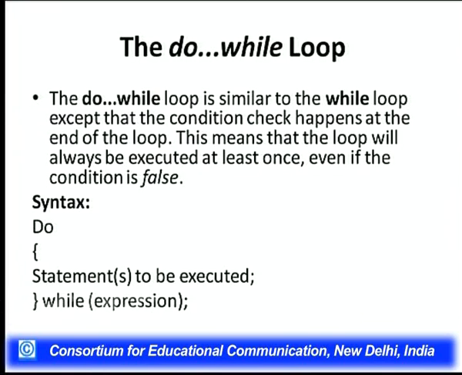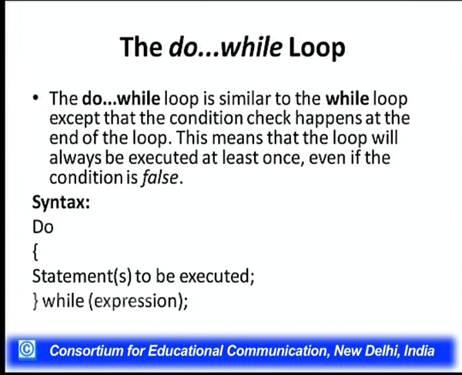So the next loop that we do is the do while loop. Now the do while loop is similar to the while loop as we have seen, except for where the condition check happens. In while it happens at the beginning of the loop, and in the do while it happens at the end of the loop. So this means that the loop will always be executed at least once. Even if the condition is false, the loop will be executed.